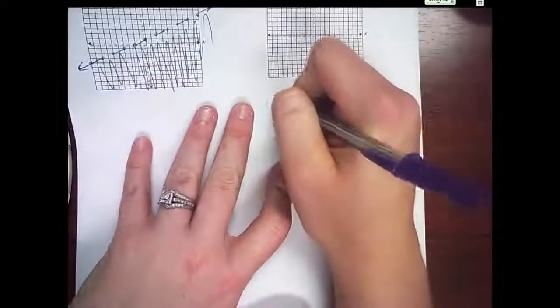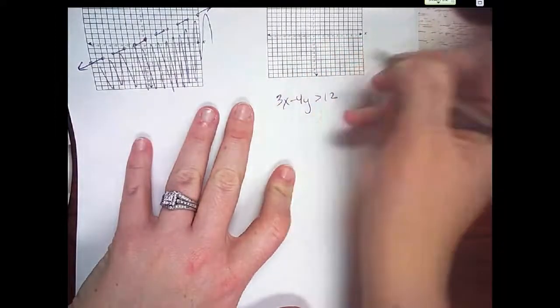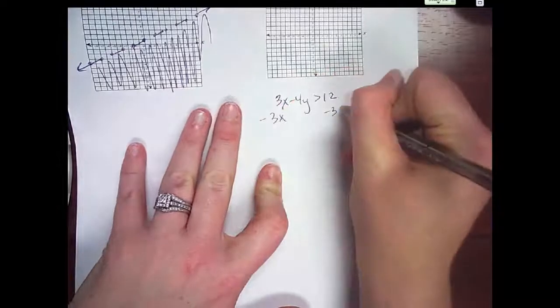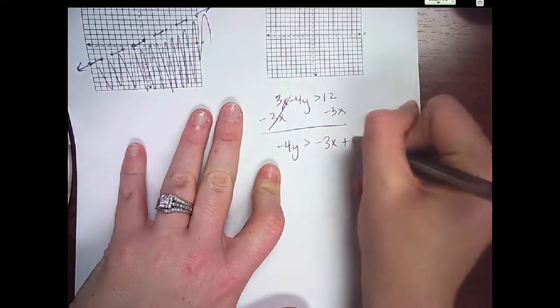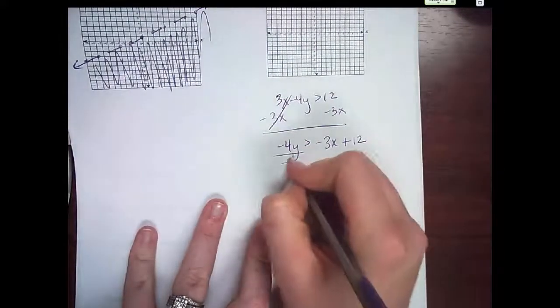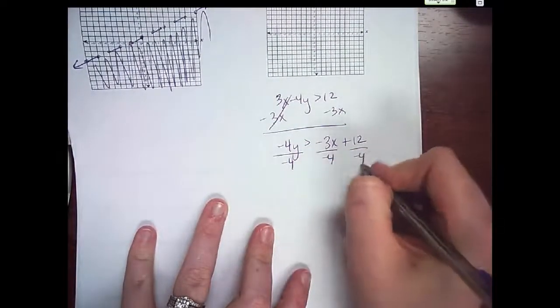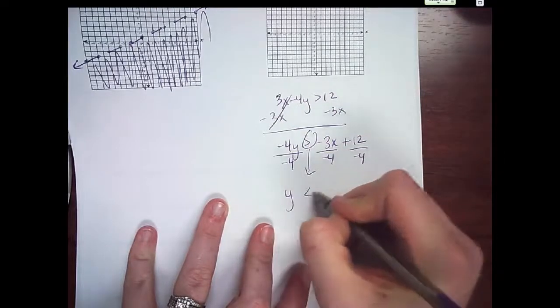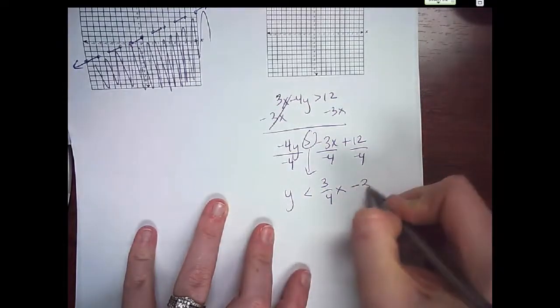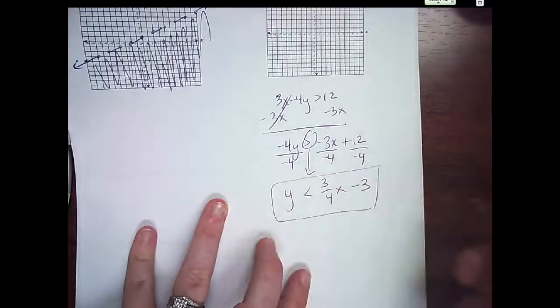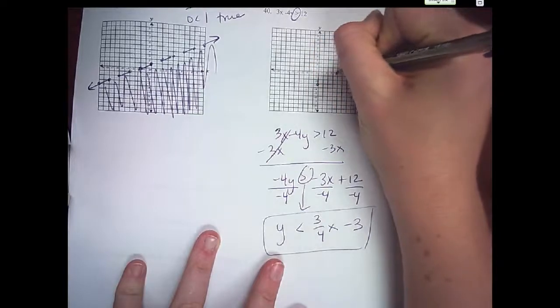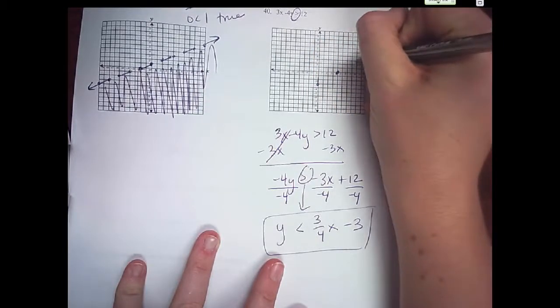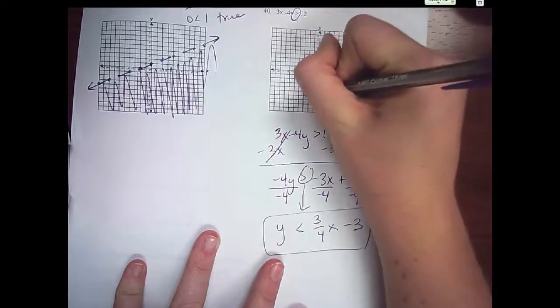Okay? On this one, I need to get y by itself. So let's come down here. Okay, subtract 3x over. That's gone. Negative 4y is greater than negative 3x plus 12. Divide by negative 4. Be careful here. I just divided by a negative with inequalities. So y is less than 3/4 x minus 3. Okay, this is what I'm going to graph. So I start at negative 3, and I go up 3 over 4. Up 3 over 1, 2, 3, 4.